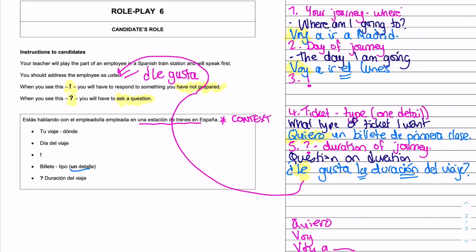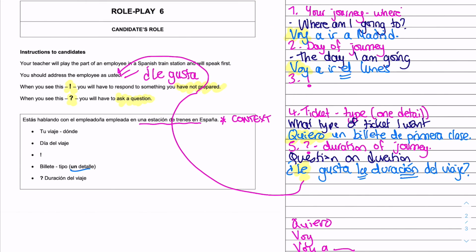So you're talking about somebody else, you're asking the question. After you've done that, check your verbs. Check that you've changed tú to me. Then take your notes into the exam, use your finger and follow it through point by point and read your answer out. Don't forget, one last little thing.